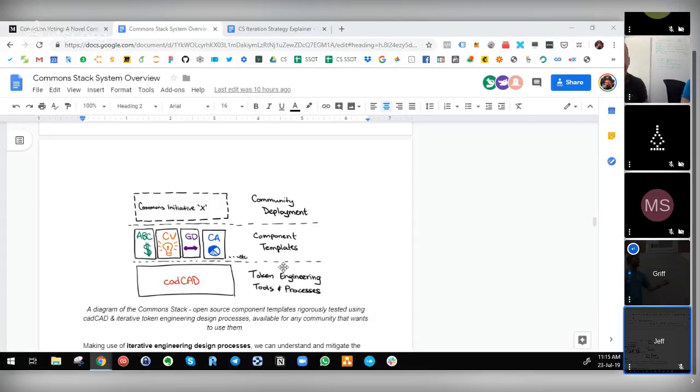CAD provides this foundational layer so that each of these are built, simulated, modeled, and tested rigorously, so that they can be used knowing that these components work on their own and are interoperable to build whatever commons initiative users are looking to build on top of that component layer.